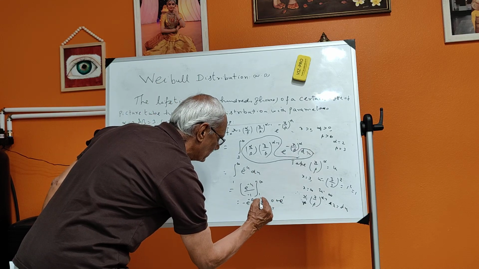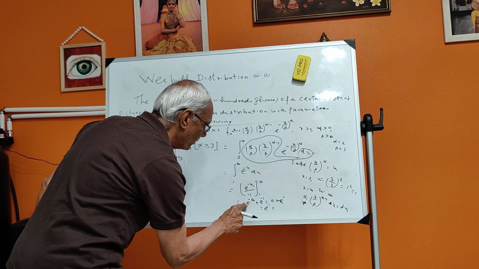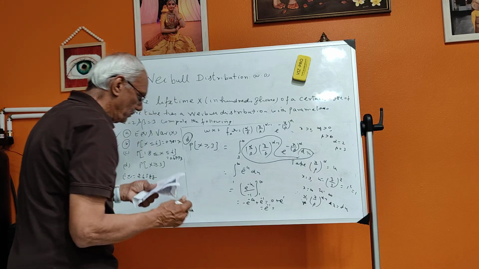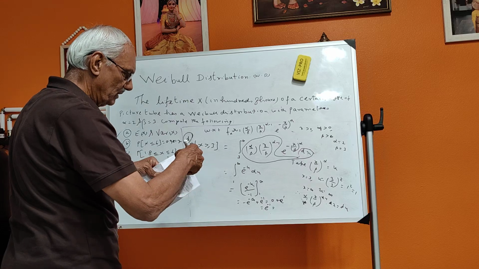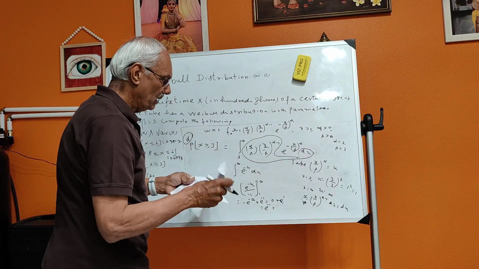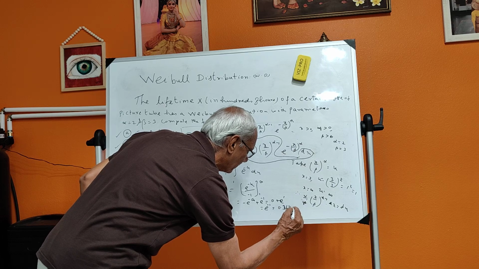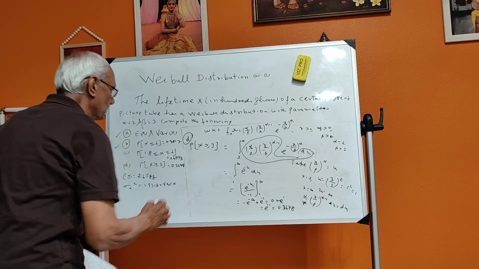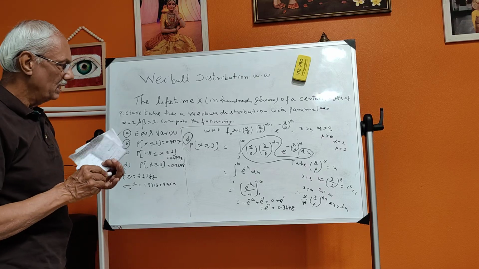The value of e to the power of minus 1 is well known; you can go to a calculator and find the value of e to the power of minus 1. It is 0.3678. So this is all about the problem, and I completed all the problems.